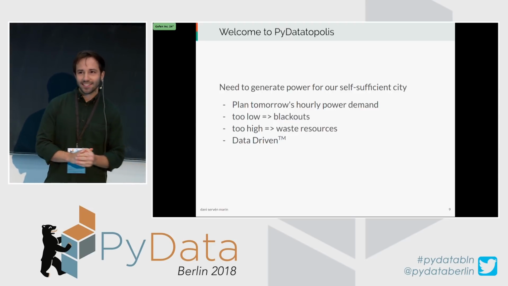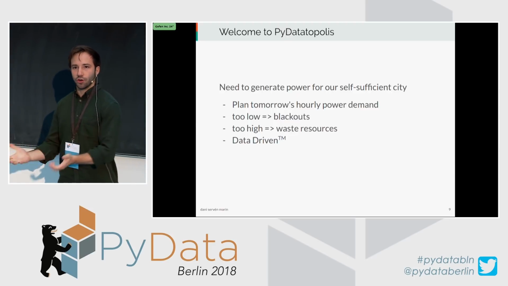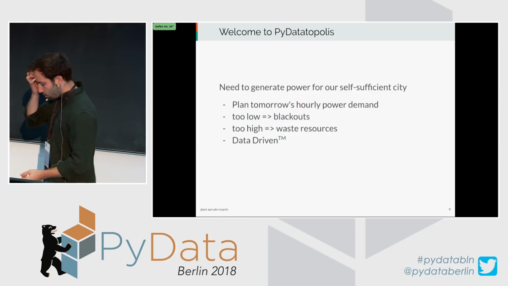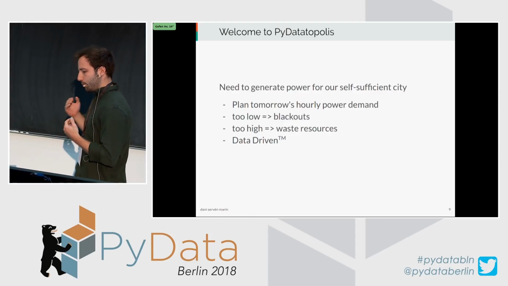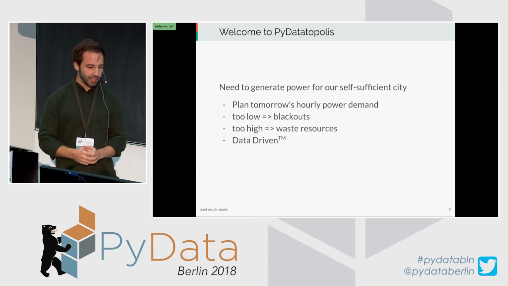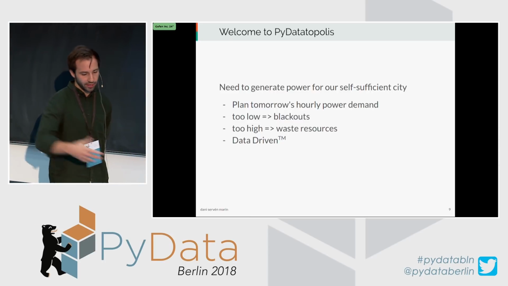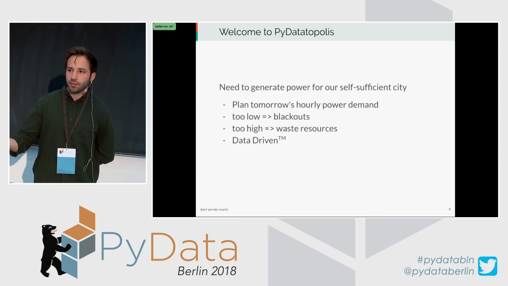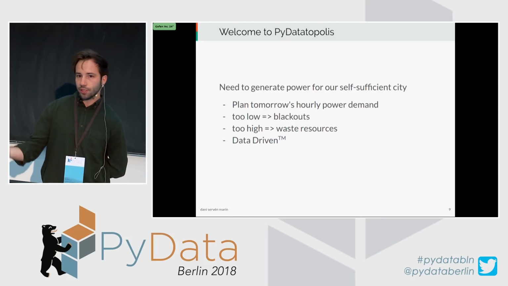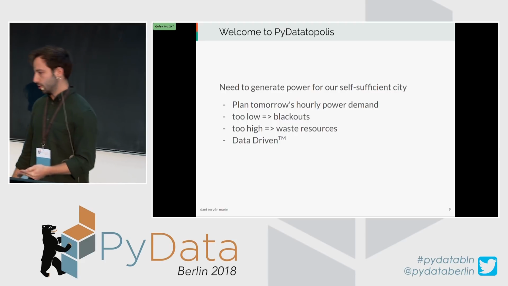And one of our tasks in our community is to generate our own electricity. So what we have to do is be aware and be prepared for the worst case scenario. So we should plan how much electricity we need to generate for tomorrow or for the days ahead. If we generate too little, we risk a blackout. And if we generate too much, then we're wasting our precious resources.